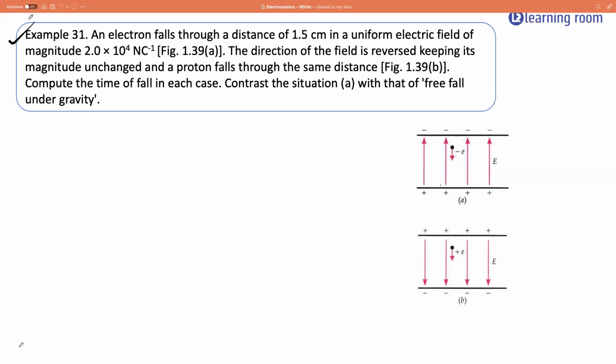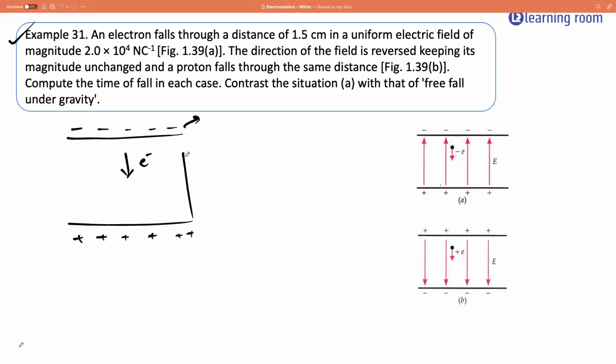An electron falls through a distance of 1.5 centimeter in a uniform electric field. Tell me logically, if suppose there is a plate like this, and the electron is supposed to travel in this direction, then what charge should the top plate have and what charge should the bottom plate have? The top plate should have negative charge, because it can repel the electron, and the bottom one should be positive. So what is going to be the direction of the electric field? It is going to be from the positive to the negative charge.